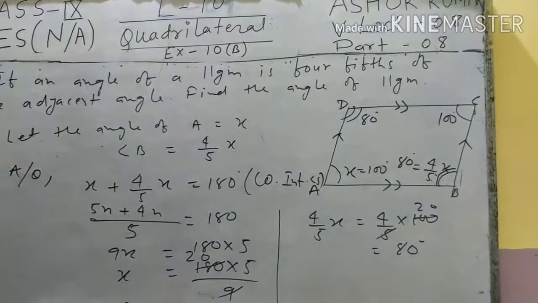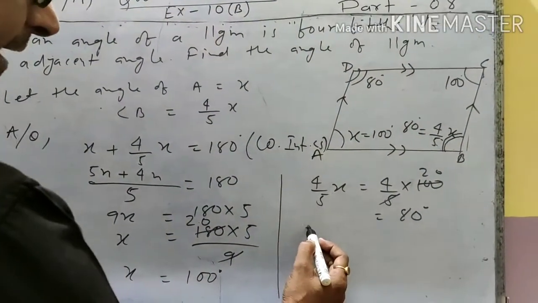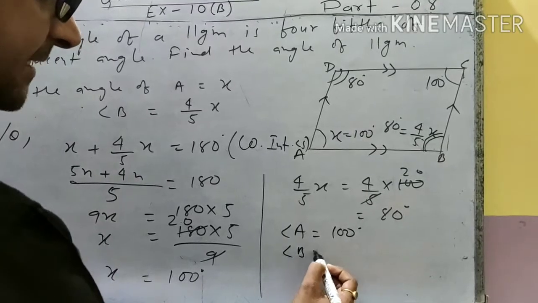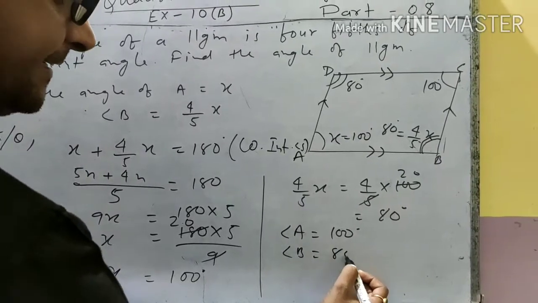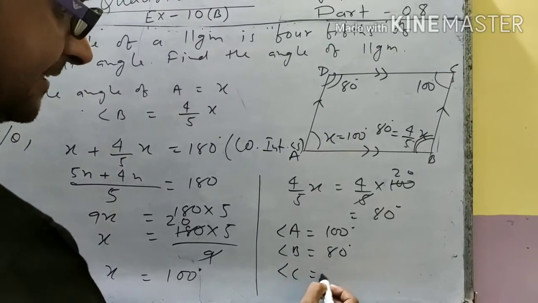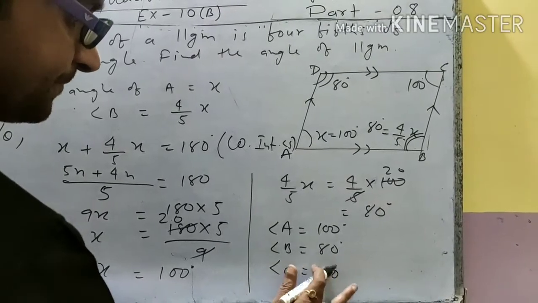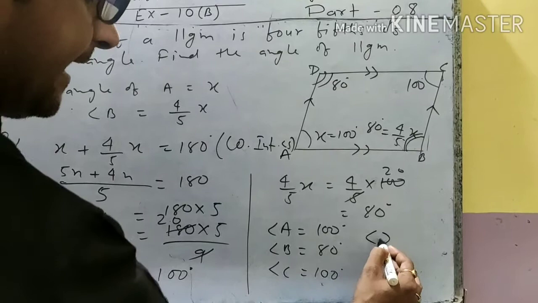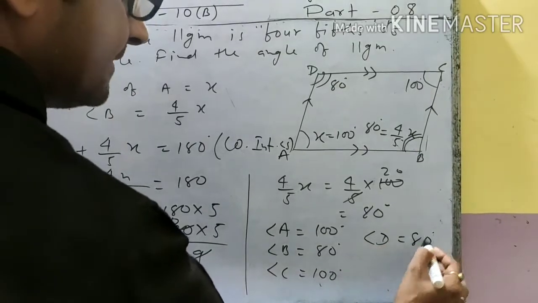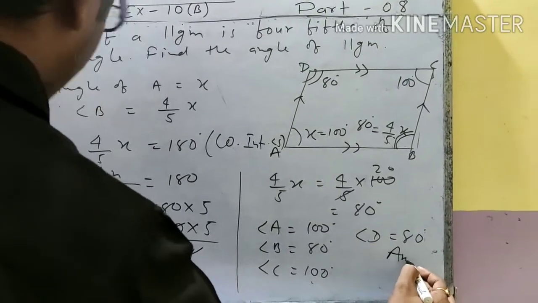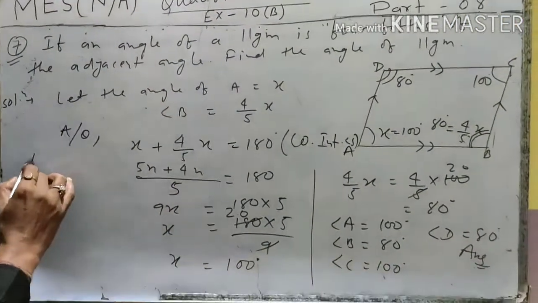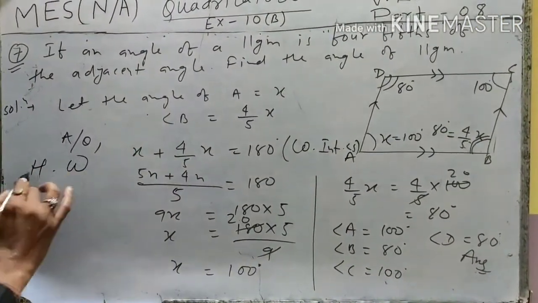Okay. So here write down, student, angle A is equal to 100 degrees, angle B is equal to 80 degrees, angle C is equal to 100 degrees, and angle D is equal to 80 degrees. This is your answer. Okay student, I hope you will understand question number 7.